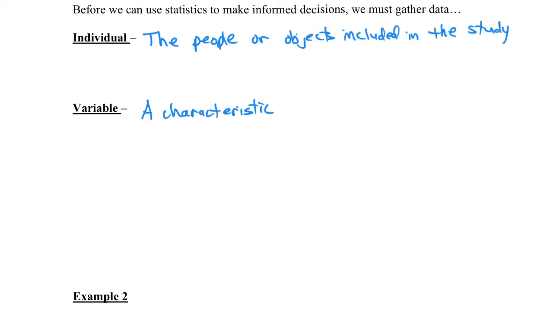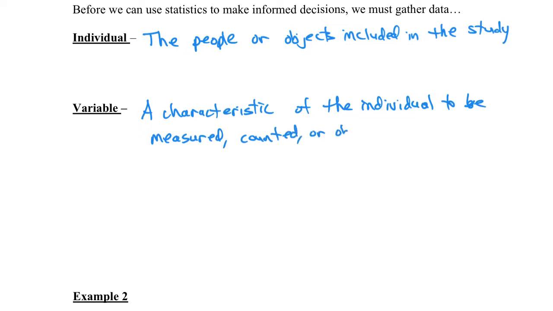of the individual to be measured, counted or observed. It's basically the thing that we're going to measure. So if we were trying to figure out the average age or the mean age of GRCC students, the individuals would be the students, the variables would be the students' ages, right? That's the thing that we'd be measuring.